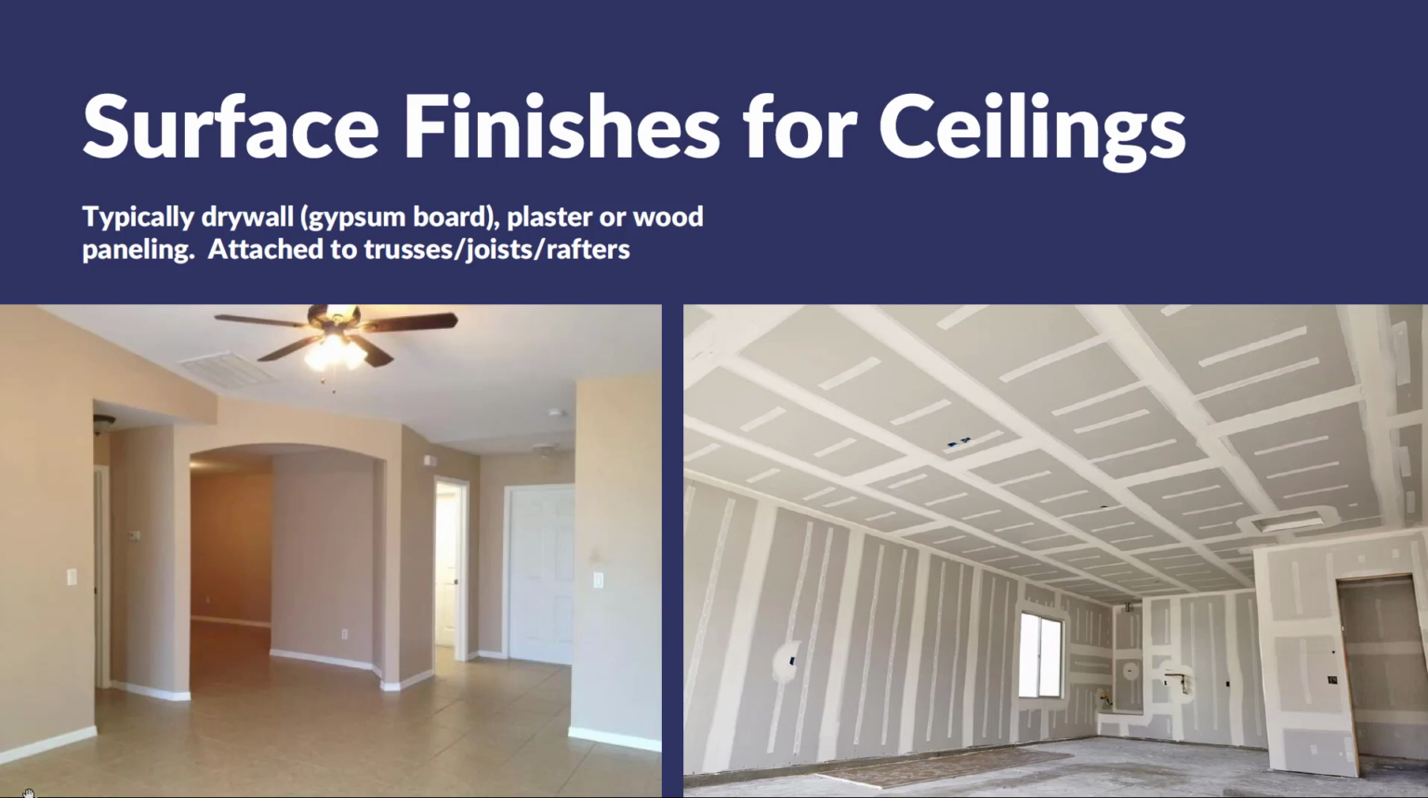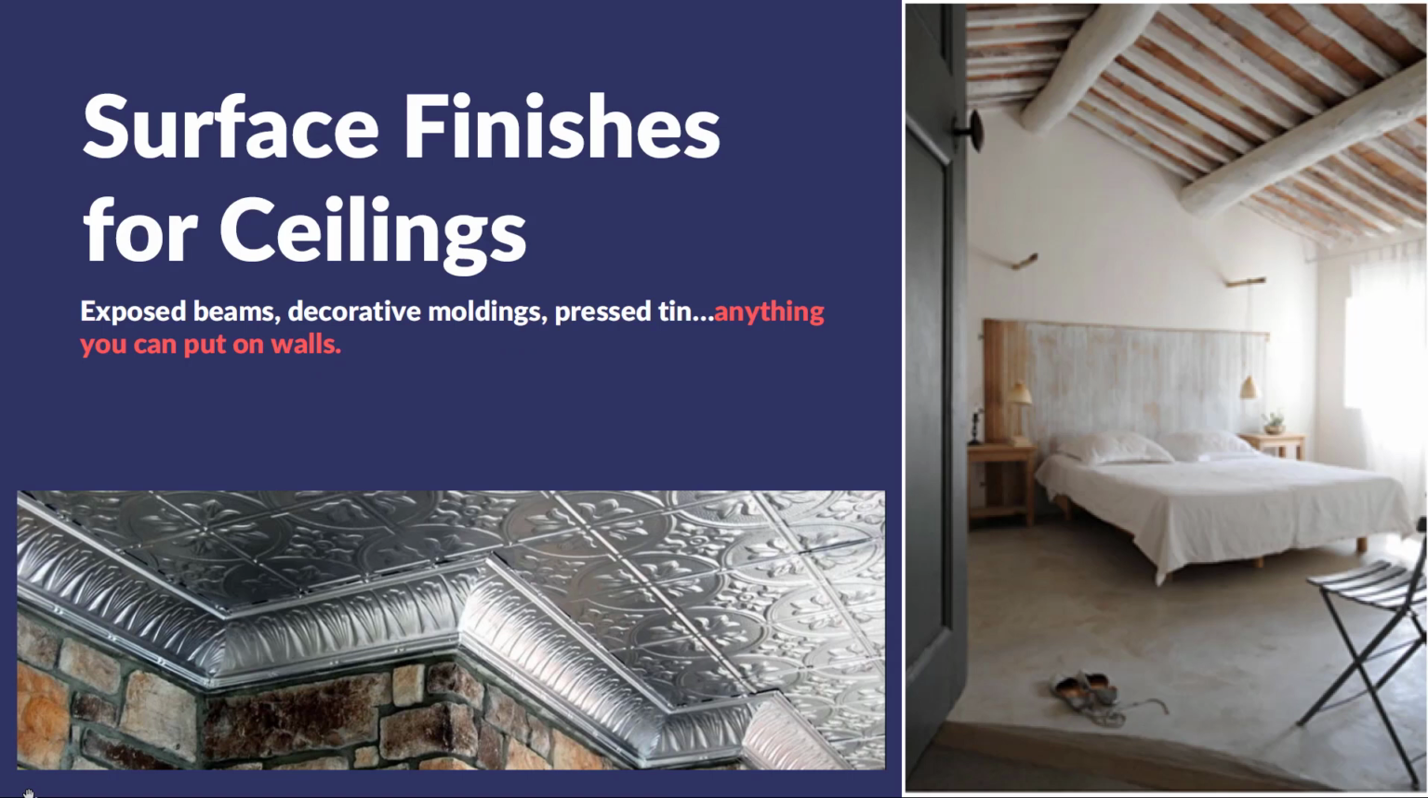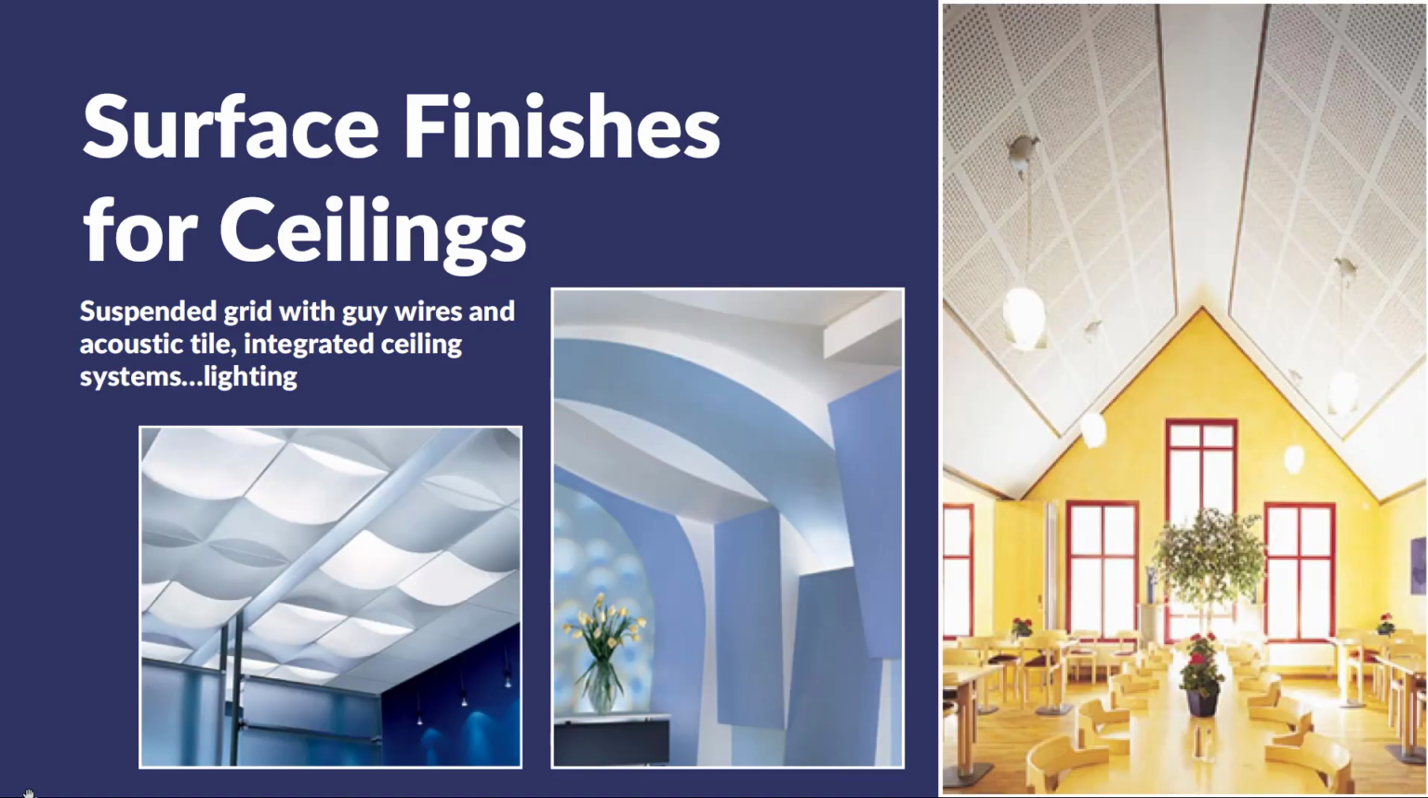Typically, ceilings are drywall, also known as sheetrock or gyp or gypsum, or plaster or wood paneling, for example. These materials are attached to the trusses, joists, or rafters above. We can have a variety of ceiling treatments that we'll be looking at: exposed beams, decorative moldings, tin, basically, again, anything that you can put on your walls.